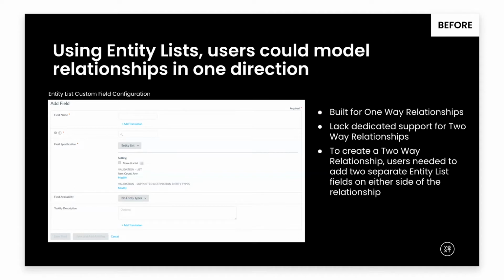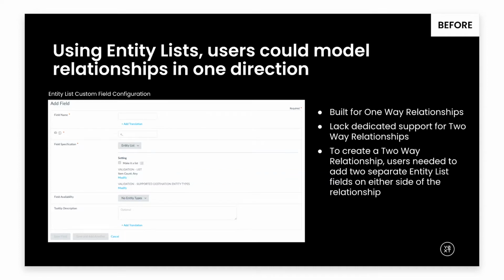So originally, we were able to configure relationships using an entity list custom field type. Now, with an entity list field, users could assign a relationship in a single direction from one entity to another. While this was a good solution at the time, it lacked dedicated support for two-way relationships. So in order to build a two-way relationship with this structure, users had to create two entity list fields on either side of the relationship, pointing towards the other. We realized how this left room for some error.